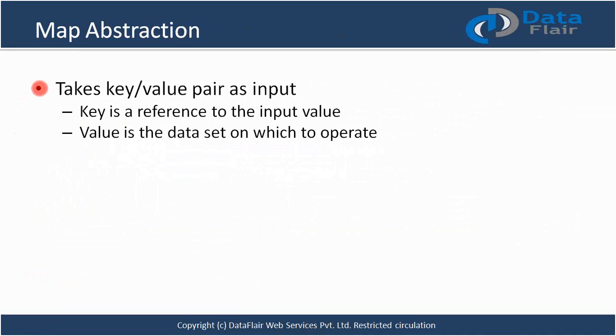Map takes key value pair as an input. Whatever input is provided to the mapper will be in the form of key and value. Key is usually the reference to the input value, and value is the data set on which to operate.